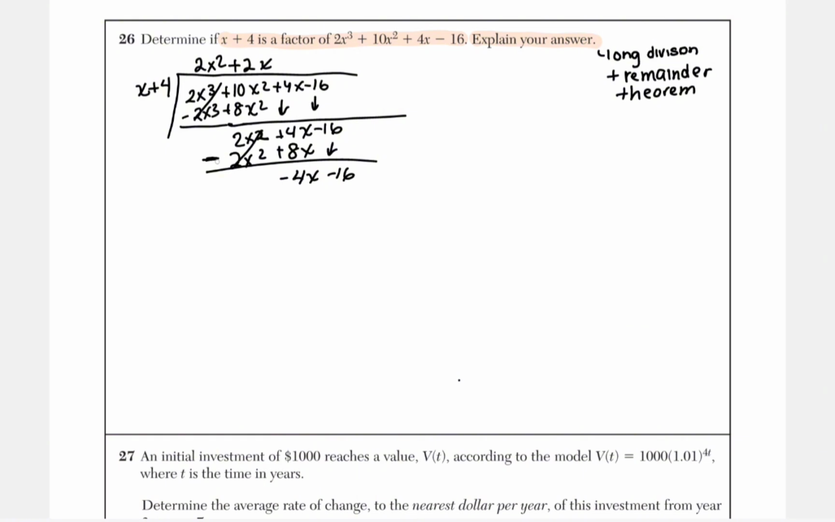This will always be subtraction, like we've learned in long division. If your number has a negative sign, then it turns positive. If it's positive and you're subtracting, that number turns negative. So just follow how I did it: 4x minus positive 8x is negative 4x, minus 16.